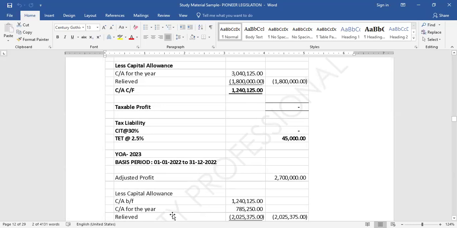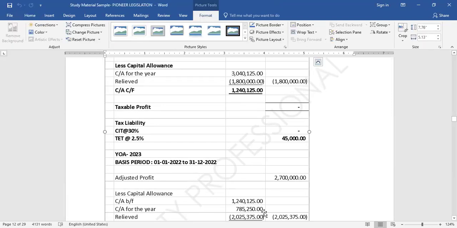What about the capital allowance for the year? For this year, 2023 year of assessment, the capital allowance is 785,250. Look at the profit available, 2.7. When you add the two capital allowances together, it's not higher than 2.7. That means I will relieve all the capital allowance.